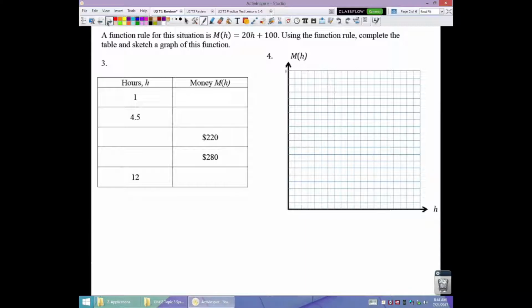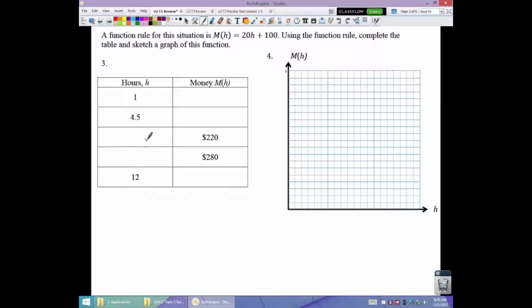All right, so now we're presented with the equation, the function rule here, 20H plus 100, which is a formula that we just applied to the 18. That's how we arrived at the $460 possible money. Using the function rule, complete the table and sketch a graph. So notice in this table that there is one value suggested that's a decimal. That also hints at the fact that these other ones might be decimals too.